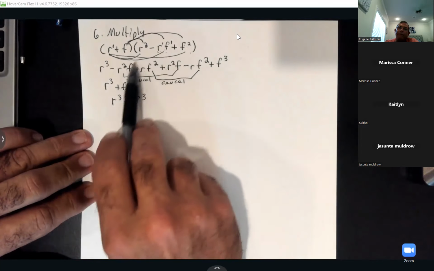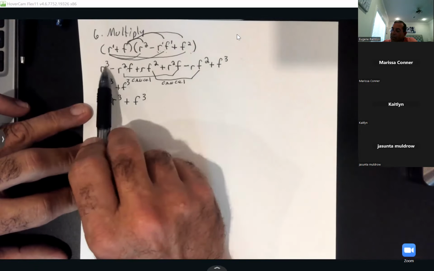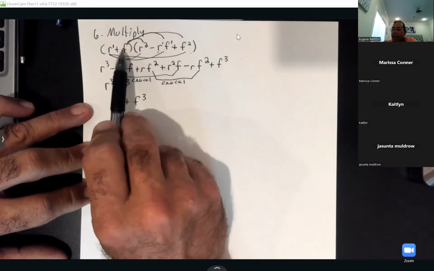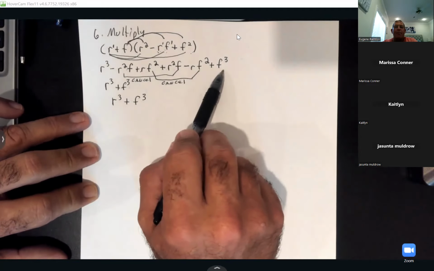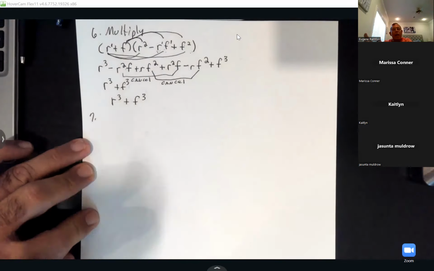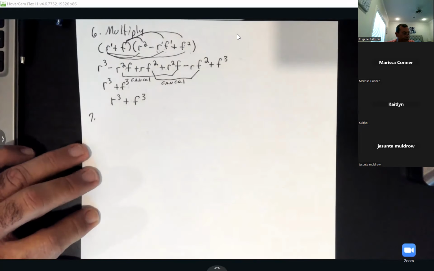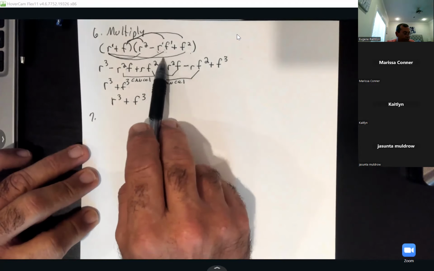So this one, notice when I distributed the R, all I did was add one R to everybody. When I distributed the F, I just added one F to everybody. Okay? And then look for like terms. So that's probably one of your more trickier ones on here.